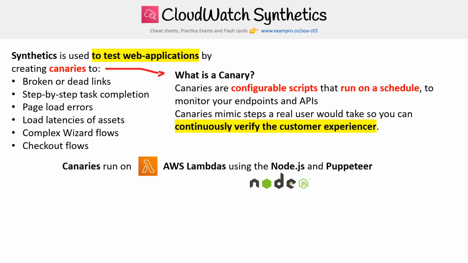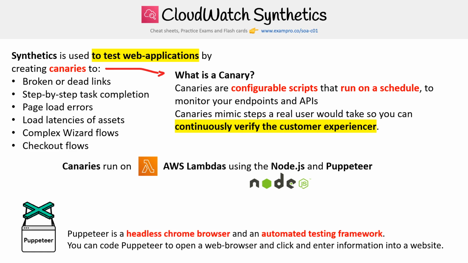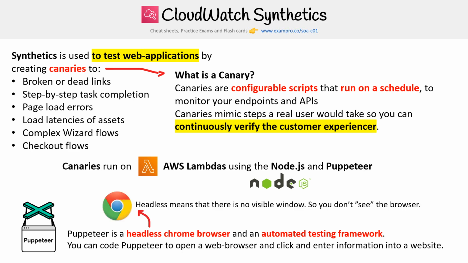Canaries run on AWS Lambda using the Node.js library, which in turn uses Puppeteer. And if you're not sure what Puppeteer is, it's a headless Chrome browser and an automated testing framework. You can use Puppeteer to open a web browser and click and enter information into a website. And headless means that there's no visible window, so you don't see the browser, it just kind of works. So that's really what Synthetics is. It's just Puppeteer, and it has a layer on top of it.